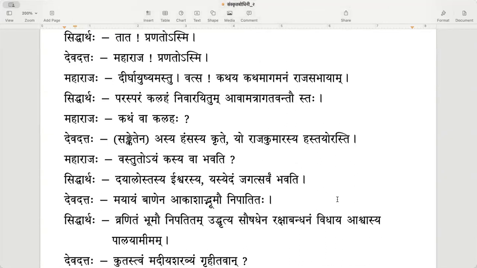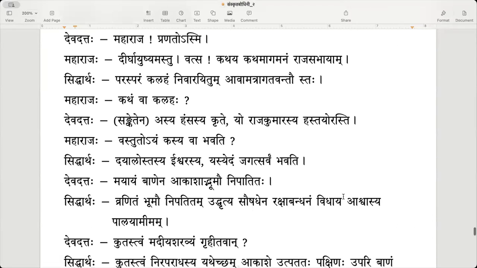Devataha sanketena, showing by an act, indicating. Sanketa is indication, pointing out. Asya hamsasya krite, for the sake of this swan, yo rajakumarasya hastayoho asti, which is in the hand of the prince. Vastutaha, in truth, ayam kasyava bhavati, whose is this? Hamsaha kasyava bhavati, whose can it be?